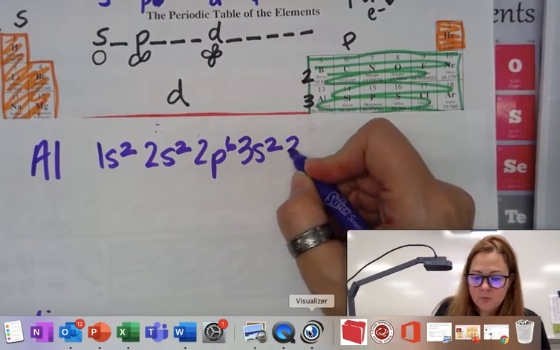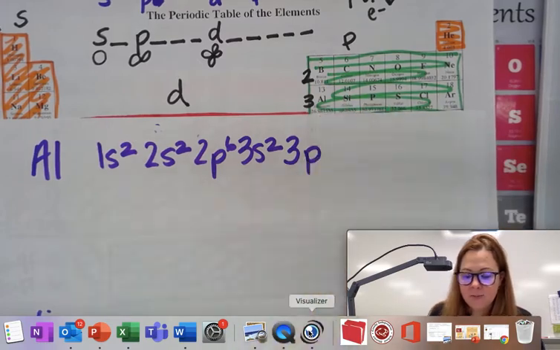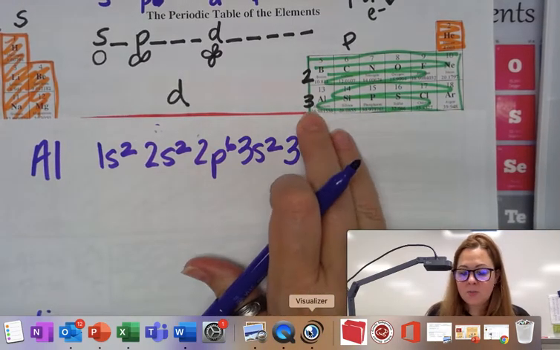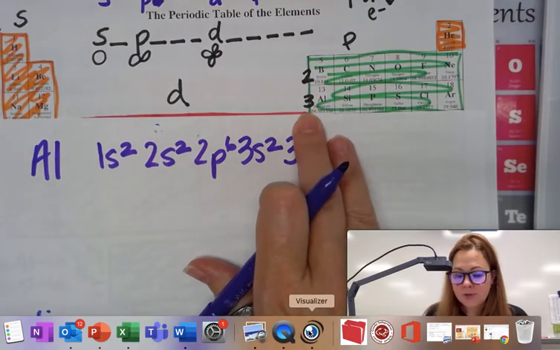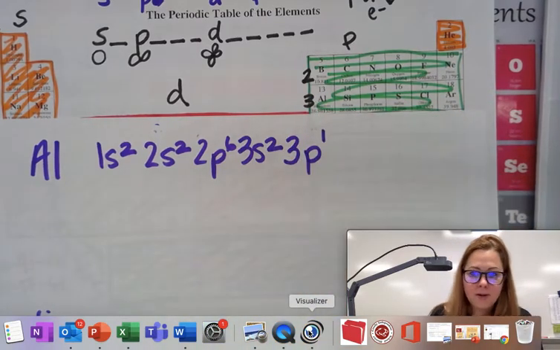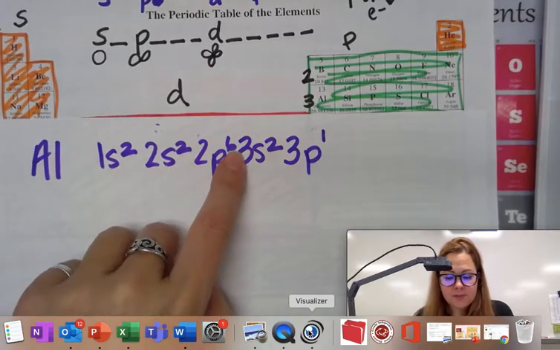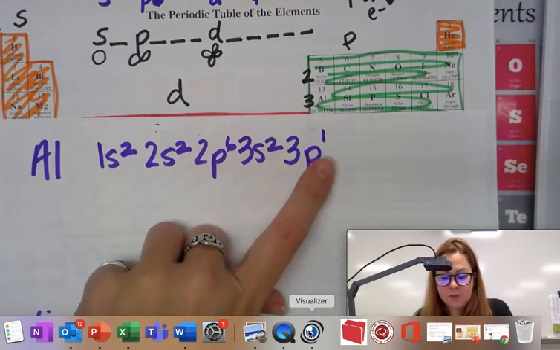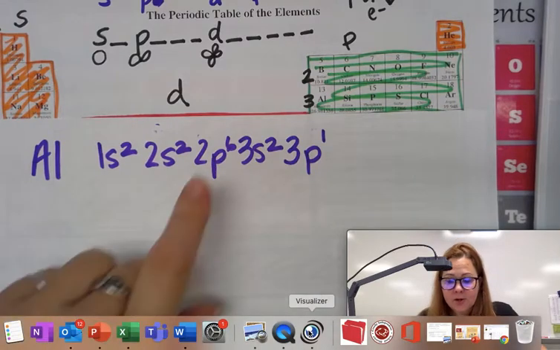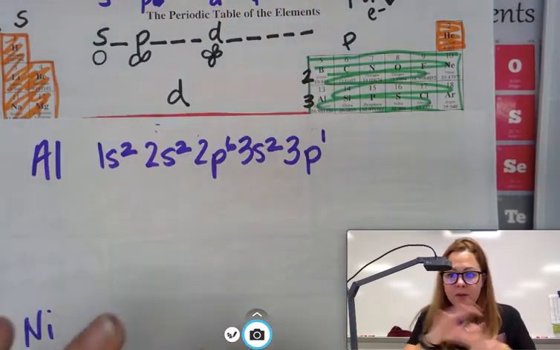I'm going to write down 3 because I'm in the third energy level. This is the P block, so I'm going to write down p. Now I start at the beginning of 3p and count over till I get to aluminum, 1. So 3p1. If we look at this, we have 2 plus 2 plus 6, that's 10, plus 2 plus 1, that gives us 13 electrons. Aluminum is number 13 on the periodic table. So everything goes together and makes sense.